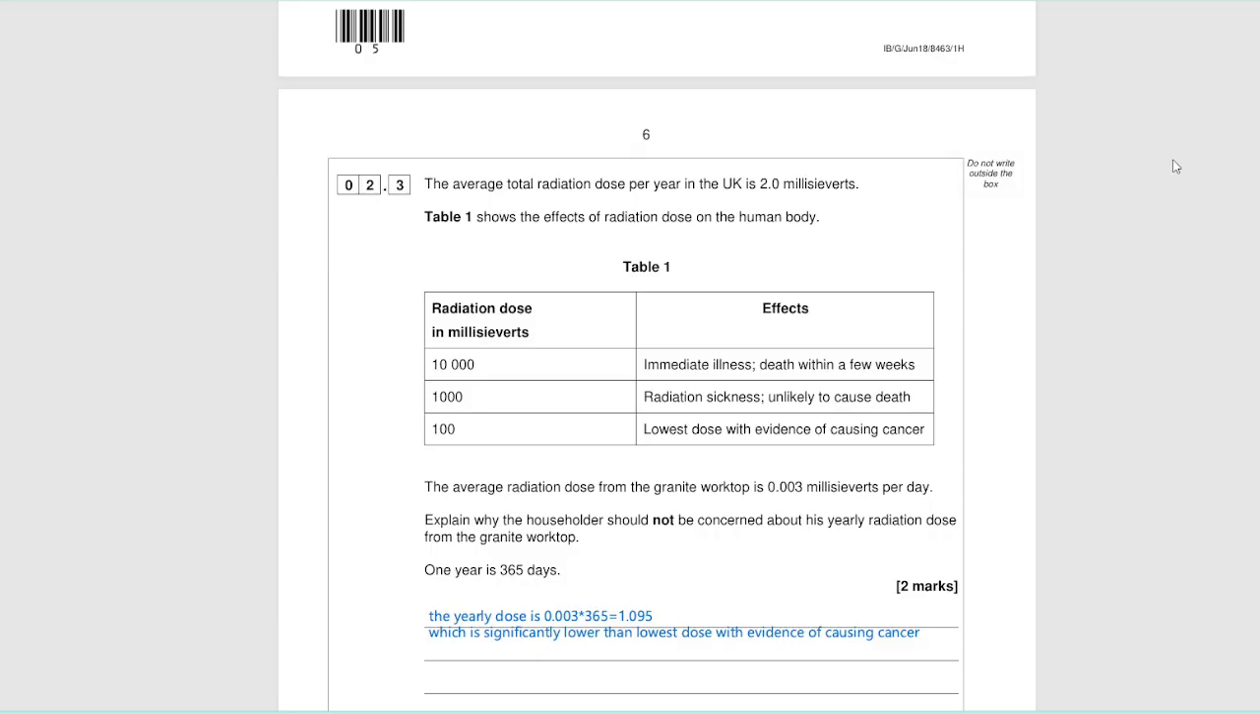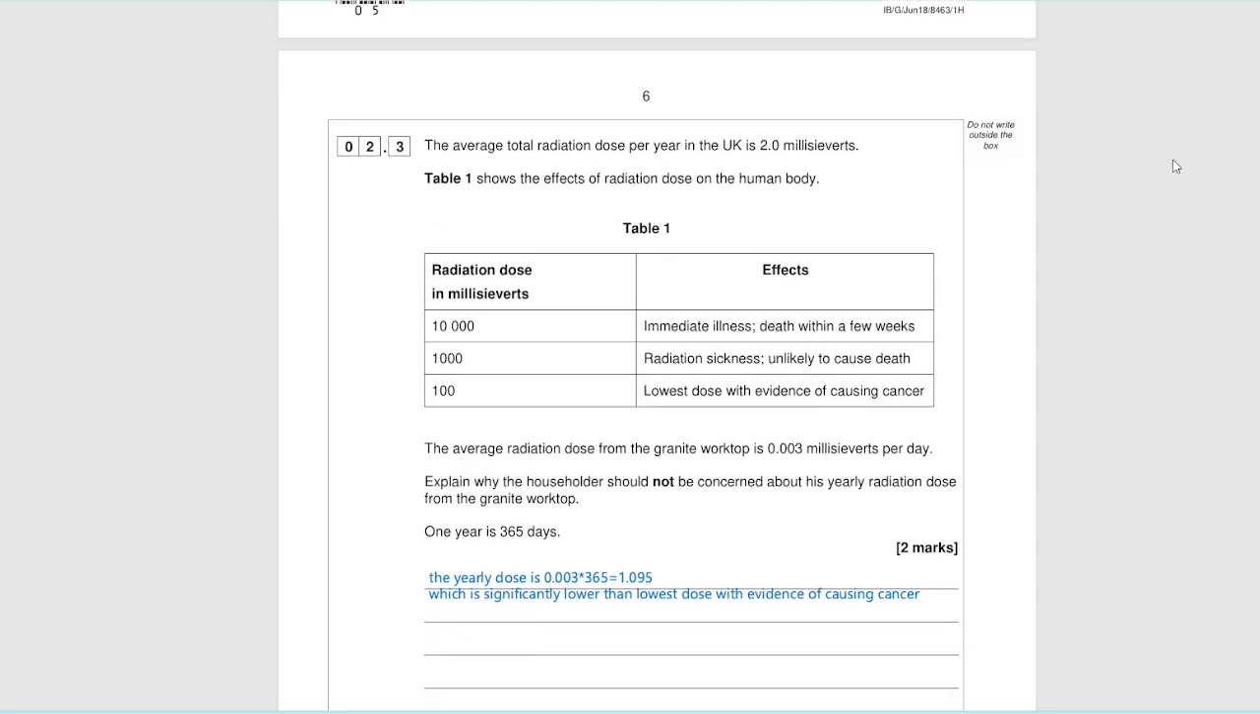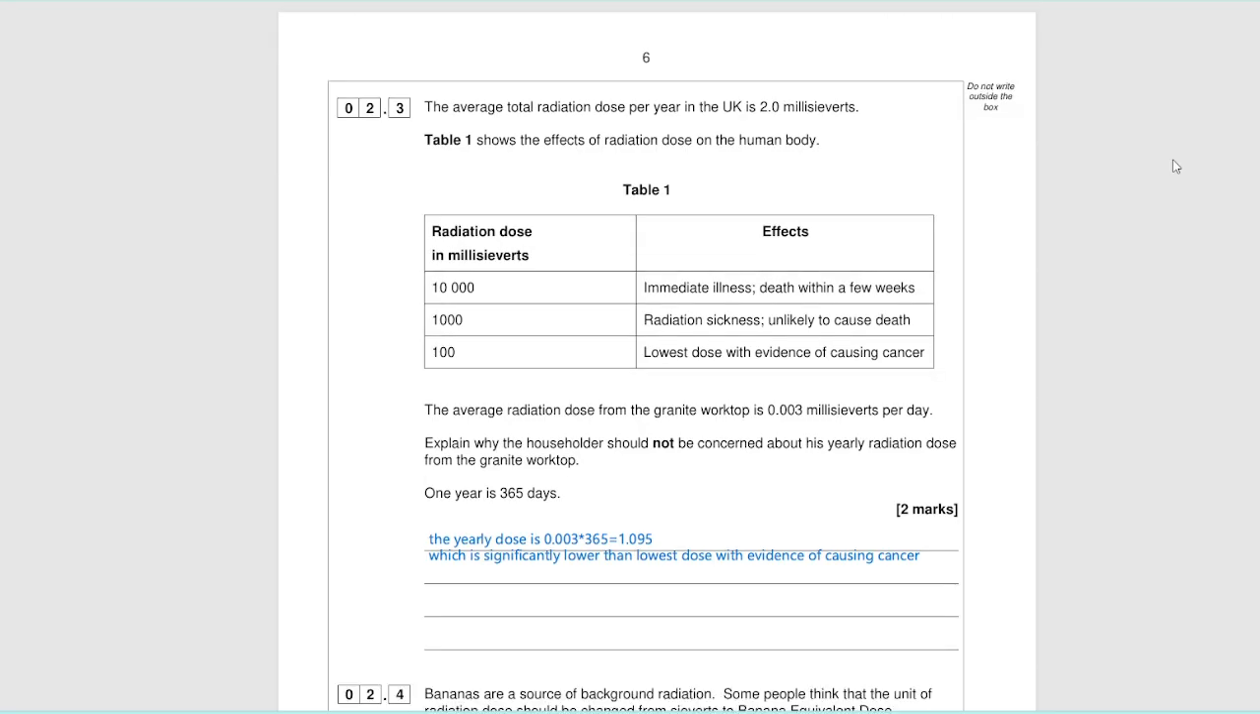Explain why the householder should not be concerned about his yearly radiation dose from the granite worktop. We're told 1 year is 365 days, which is actually rather nice. So if the daily dose is 0.003, then the yearly dose is going to be 0.003 times 365, which gets you 1.095, which is significantly lower than the lowest dosage with evidence of causing cancer.